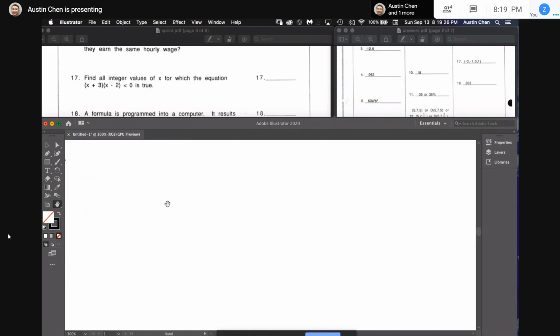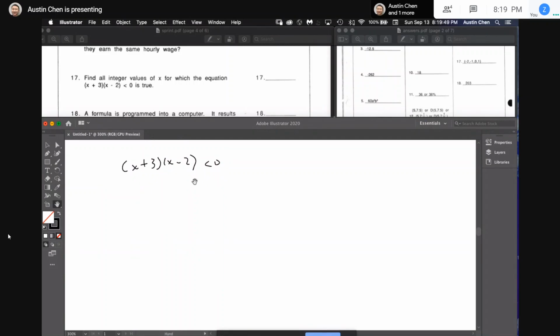All right, number 17, find all integer values of x for which the equation x plus 3 times x minus 2 is less than 0 is true. All right. So x is going to be an integer. We have to find all values of x that satisfy this expression right here.